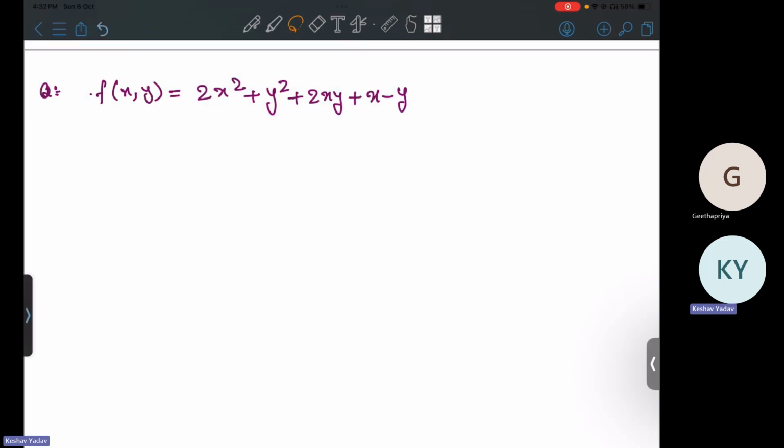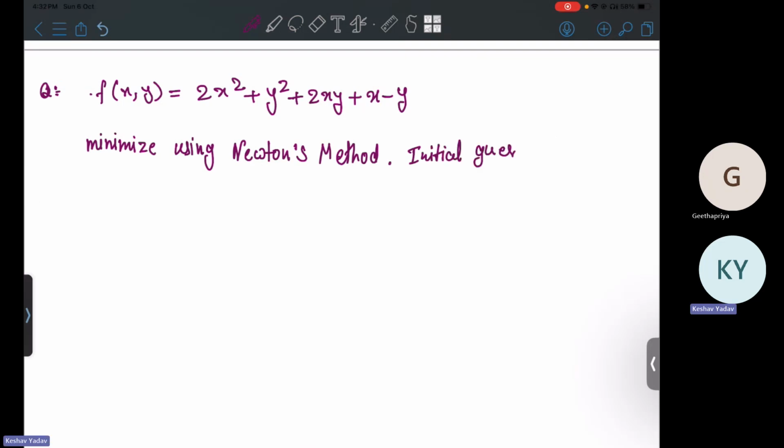This is the same f we have. We wish to minimize it using Newton's method. Our initial guess is what? X0 is 0, Y0 is also 0.